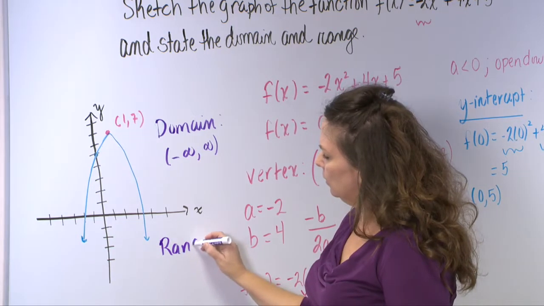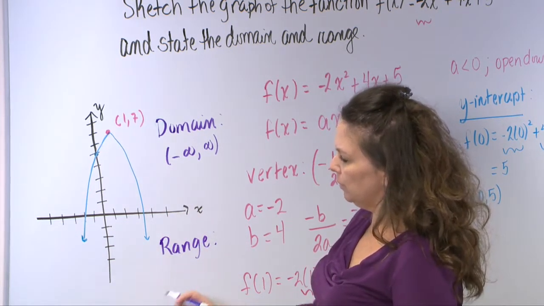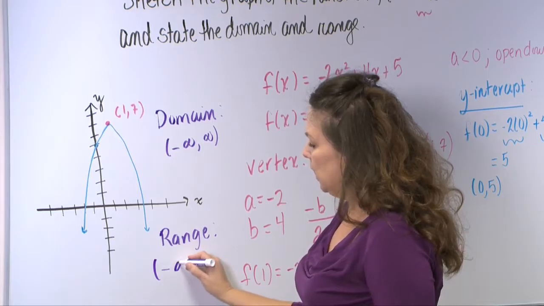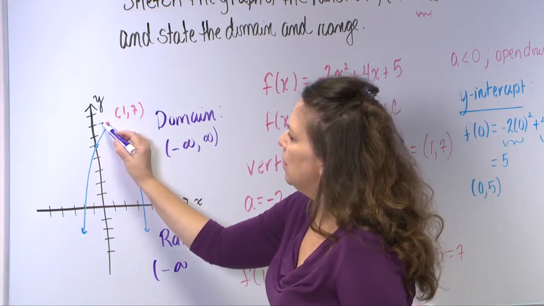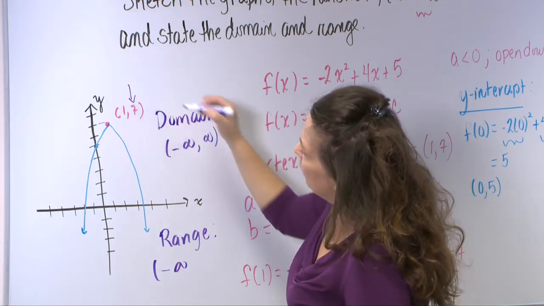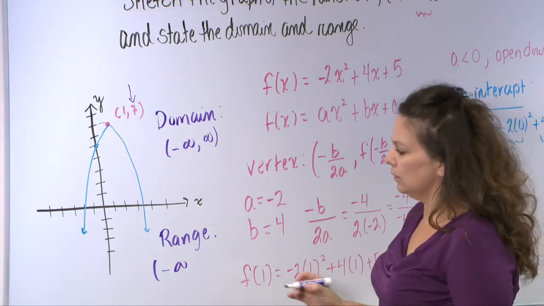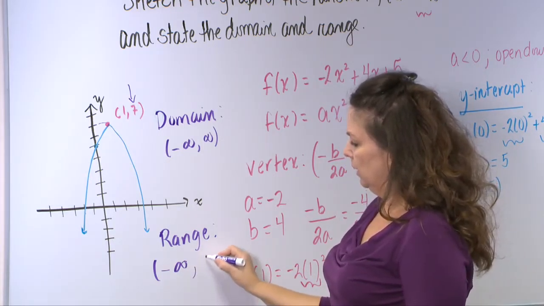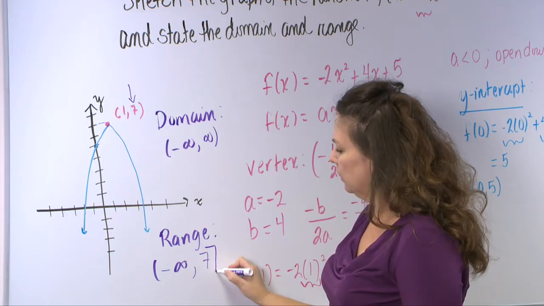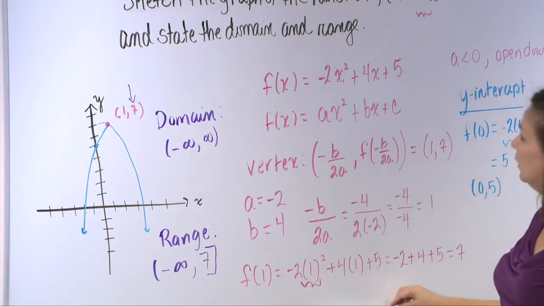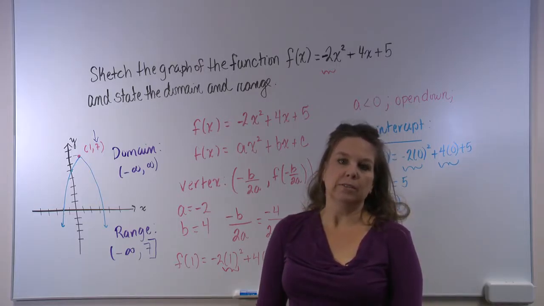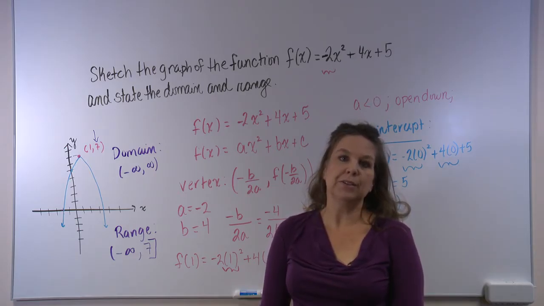The range, if I take a look at my graph here and read it from bottom to top, the graph is going down forever. So the range is negative infinity, and then we have this maximum value or high point here on our graph, and that corresponds to this value of 7, or the second coordinate of the vertex. So the range is from negative infinity to 7. That point is included on the graph, so I'll go ahead and write a square bracket here at 7. And so we have graphed the function f of x is equal to negative 2x squared plus 4x plus 5, and stated the domain and range.